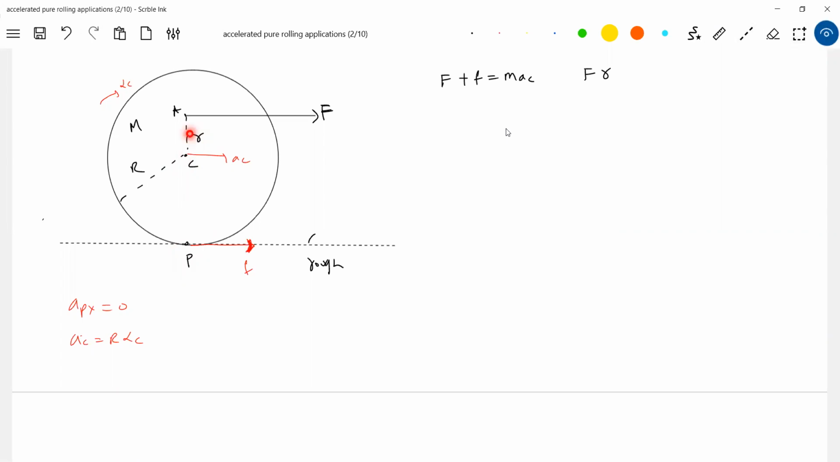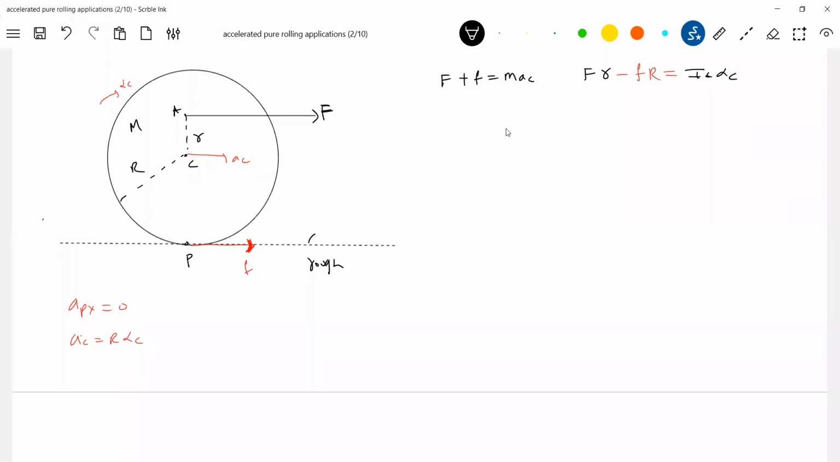Now look at this one. Small r into capital F, the torque is clockwise. What about here? Capital R and this is f, so this will be anti-clockwise. Therefore, F r minus f R is equal to I_c alpha_c. What are the unknown things? a_c and small f, the friction force. So let's solve for them.